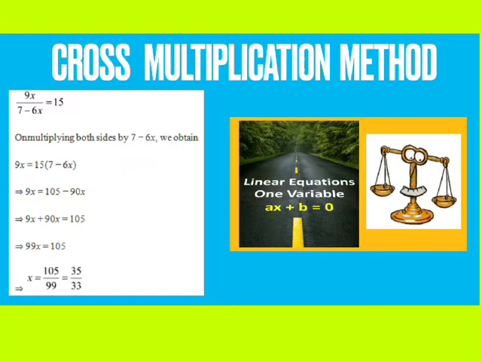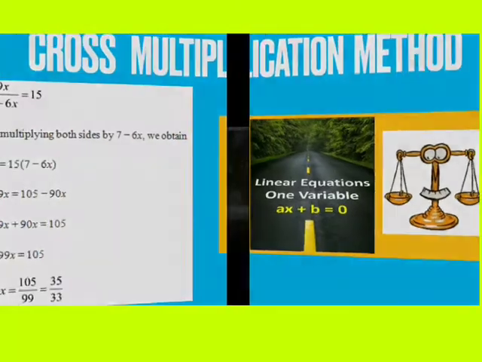Here we can see that we have to remove 7 minus 6x. So multiply both sides by 7 minus 6x. So you are left with 9x is equal to 15 into 7 minus 6x. On multiplication with the bracket, we are left with 9x is equal to 105 minus 90x. Now transpose 90x to the left side and 99x is equal to 105. So transpose 99 to the right and you will get the answer.